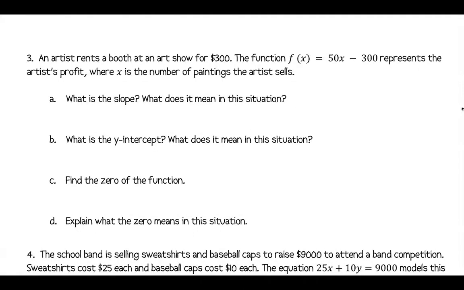So what is the slope? Looking at this right here, whatever number's next to my x is my slope. This is in slope-intercept form, so all I have to do is look at this and see what's happening. It's giving me the slope and y-intercept, all right there. So the slope is 50.